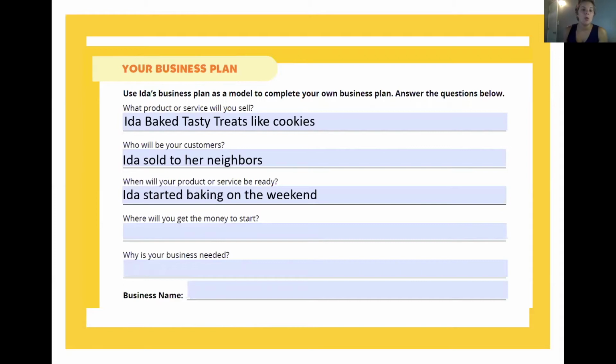The next one, when will your product or service be ready? From our comic, we learned that she's going to start baking on the weekend, and so she will be relatively fast on making her product. Where will you get the money to start? Ida's parents are going to help her get started, so her parents are going to help her get the money to create her tasty treats. And why is your business needed? This is what she thinks: everyone likes a treat now and then.